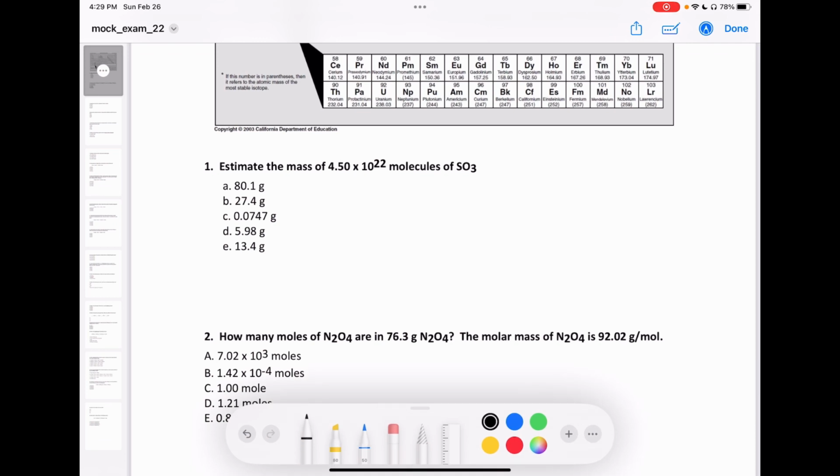Alright, so estimate the mass of 4.50 times 10 to the 22nd molecules of SO3. When you're converting from molecules to moles to mass, because that's like the middle point connecting those two values, you're going to use Avogadro's number. So to write this out, 4.50 times 10 to the 22nd molecules of SO3, and then Avogadro's number is like things per mole. So it's 6.02 times 10 to the 23rd things per mole. So you want to divide by that number because you want moles.